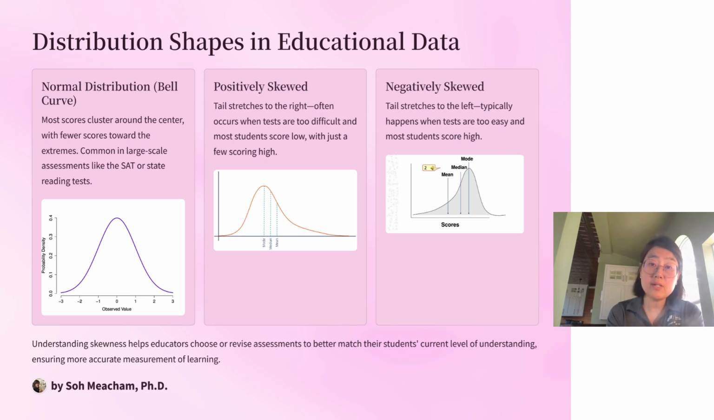But in real classroom settings, we often encounter skewed distributions. A positively skewed distribution means that the tail is stretched out to the right. This could happen if a test is too hard and most students score low, with just a few scoring high. A negatively skewed distribution stretches left, maybe in a case where a test was too easy and most students scored high. Understanding skewness can help educators choose or revise assessments to better match their students' current level of understanding.